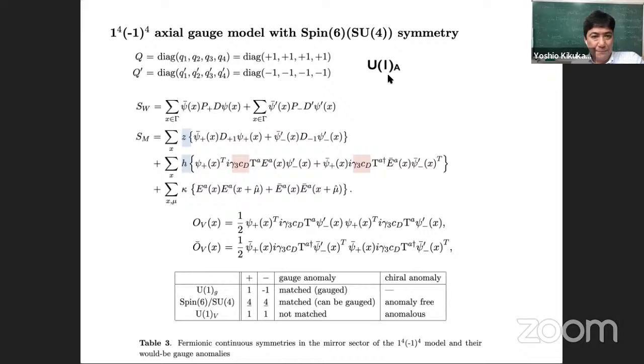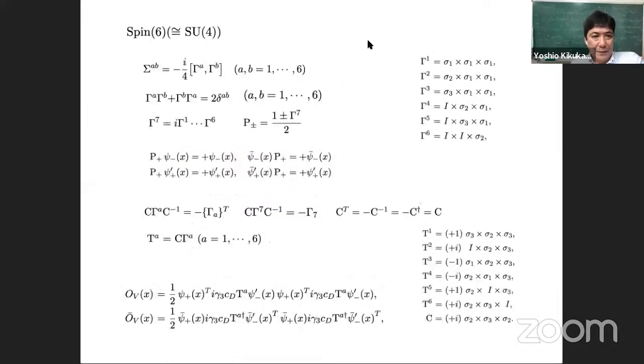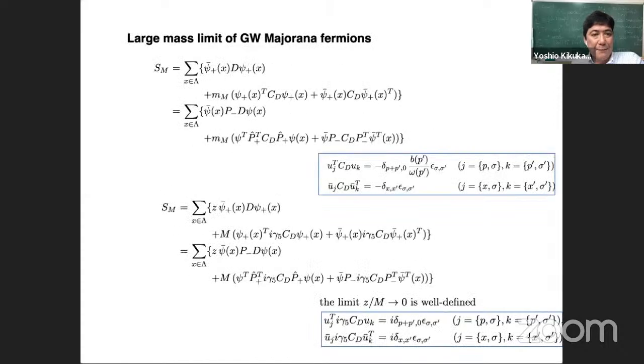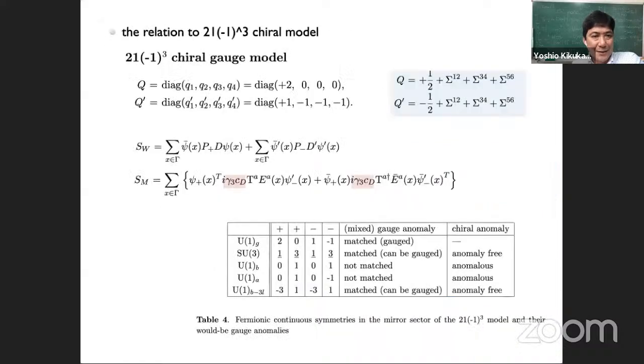We have a U(1) axial gauge model with this charge assignment and global Spin(6), or SU(4), symmetry. But if we mix the U(1) axial with the Cartan subalgebra of Spin(6), then we can define another U(1) chiral gauge theory. We can consider the 2, plus 1, minus 1, minus 1, minus 1 model. The left-handed fermion has charge 2, 0, 0, 0, and the right-handed fermion has plus 1, minus 1, minus 1, minus 1. We can consider this kind of U(1) symmetry as a gauge symmetry, and because this also satisfies the anomaly-free conditions, as you can see easily.